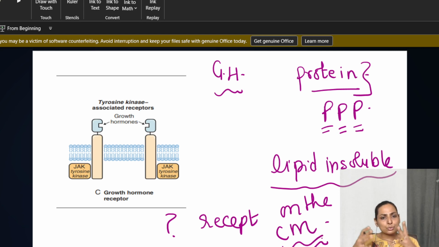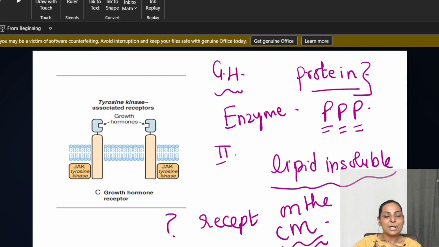So I covered 2 to 3 MCQs. It is a protein hormone. Receptors are on the cell membrane. Now what type of mechanism of action? Its mechanism of action is enzyme linked, which we classify as 2D type of mode of action.